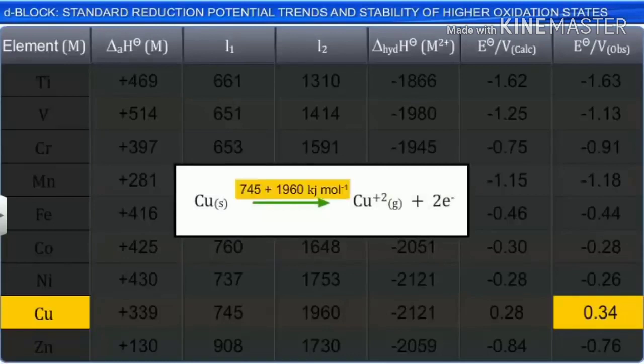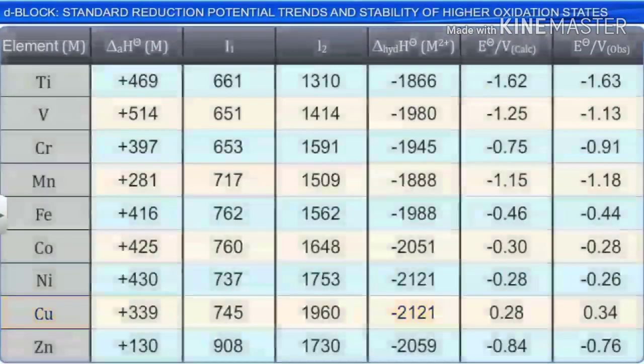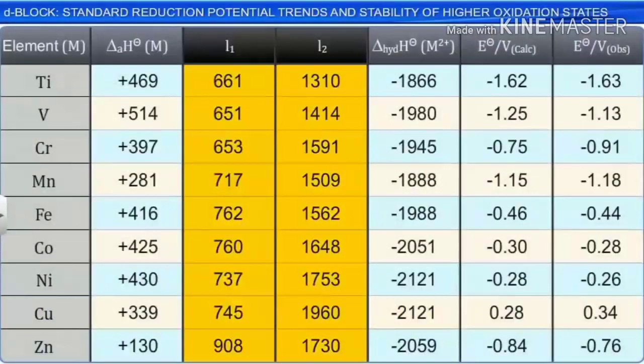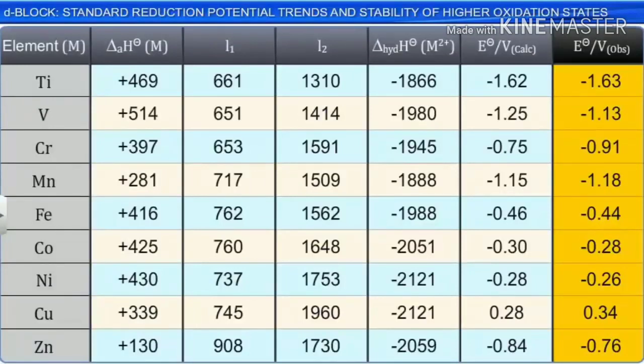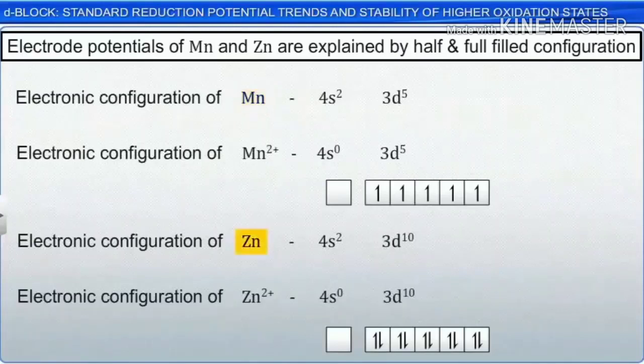The reason for this behavior is the high energy needed to transform solid copper to gaseous cupric ion, which is not exceeded by the hydration enthalpy of the ion. The general increase in the ionization energy sum is dominant in deciding the trend towards the less negative values of the M2+ to M reduction potentials. It is interesting to note that the values of the reduction potentials for manganese, nickel, and zinc are more negative than expected.